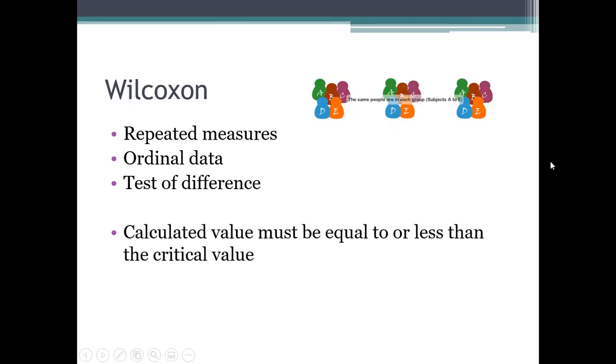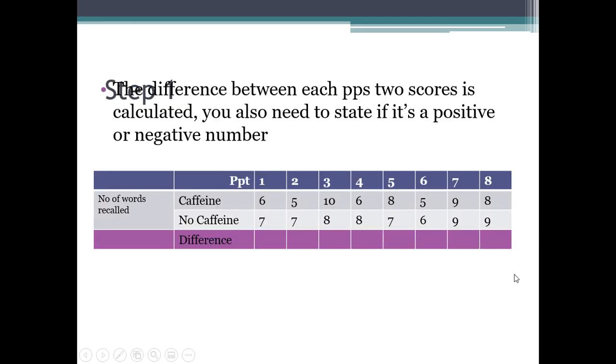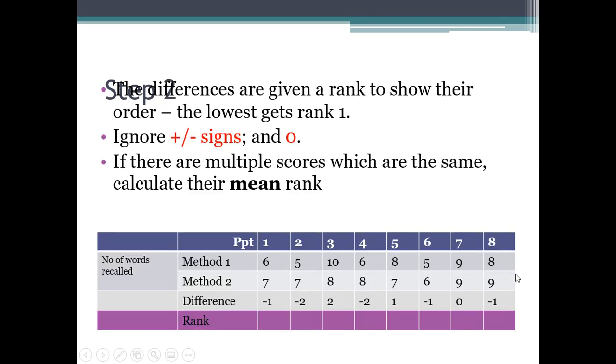Wilcoxon test is repeated measures with ordinal data and a difference. Again, you wouldn't have to work this out in an exam, but this is how the data is worked.